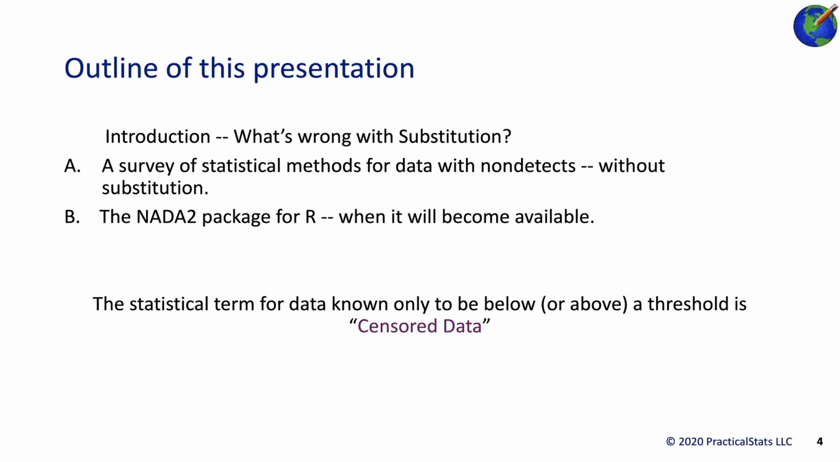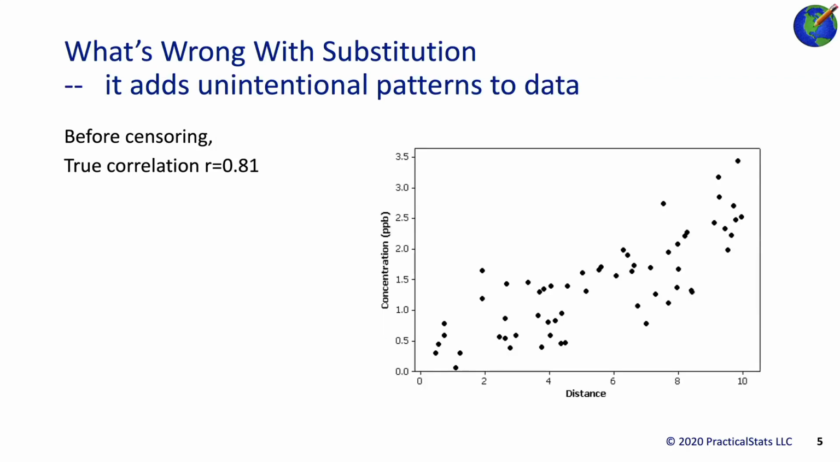Methods for censored data have been used in the medical statistics world since the 1950s, and so the Nada 2 package just takes advantage of those procedures and makes them a little bit friendlier for data that are less thans. The packages that are written are often for data that are greater thans, above a threshold, but we deal with less thans.